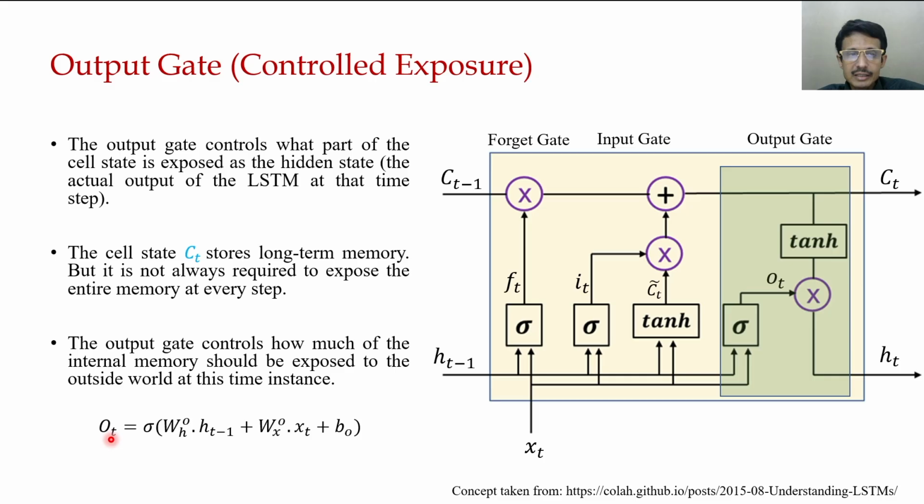So what essentially this output gate is, is very similar to the other two gates: W_h,o, O for output, h_{t-1}, plus W_x,o for x_t plus b_o, and over this we put a sigmoidal nonlinearity. So this is the output gate. This is the major understanding of the output gate.